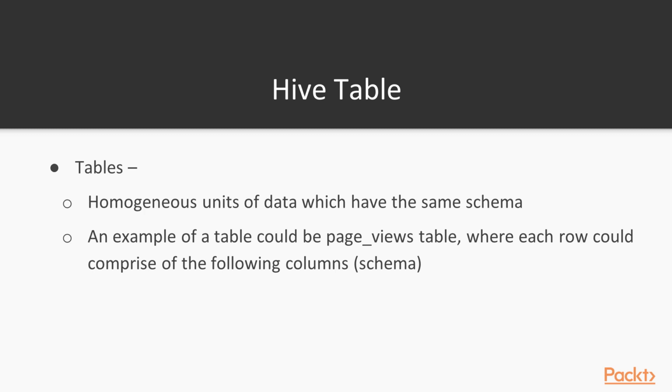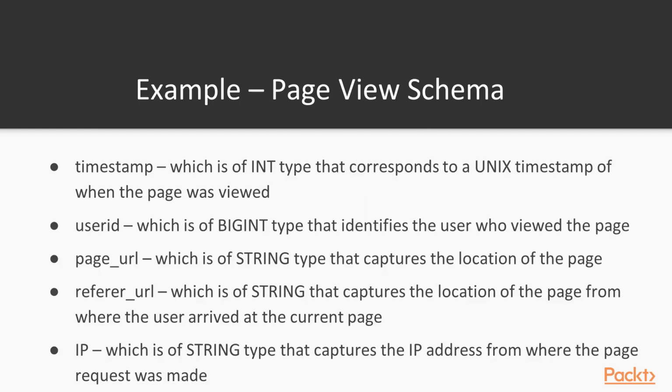An example of a table could be a page views table, where each row could comprise the following columns schema. So this is an example Hive schema. We can have a timestamp, which is of int type. We can have user ID, which could be a bigint. We have a page URL, which is of string type. We have a referral URL, which is of string type also, and IP, which is of string type. And this is an example schema of page view. So we have user ID, page view URL, and other information that could be used for the page view object.